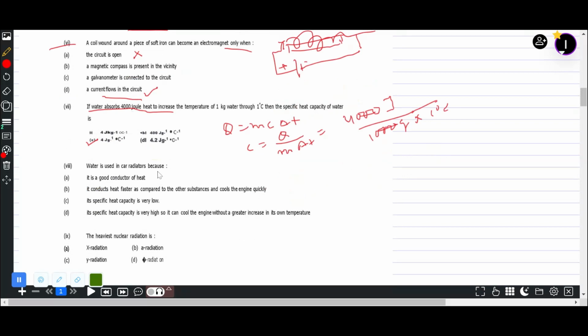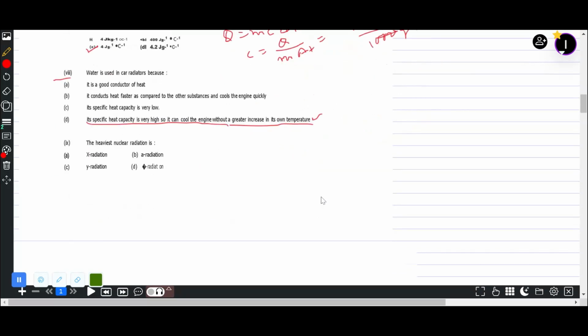Next is eighth. Water is used in car radiators because it is a good conductor of heat. Okay, good. It conducts heat faster as compared to other substances, cools the engine quickly. Its specific heat capacity is very high, so that it can cool the engine without a greater increase in its own temperature. So that is the right alternative. Though A is also right, it's a good conductor of heat, or a bad conductor, I don't know, that is a relative term. So I think D is the most appropriate answer.